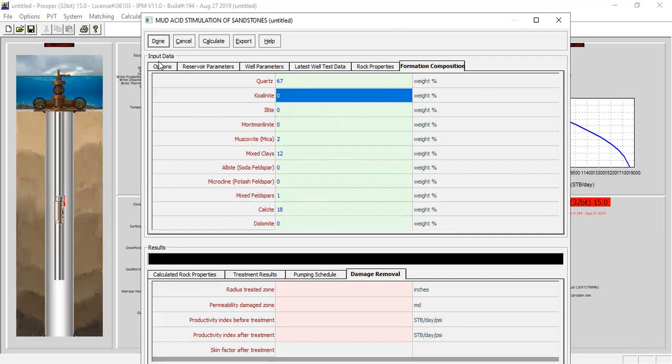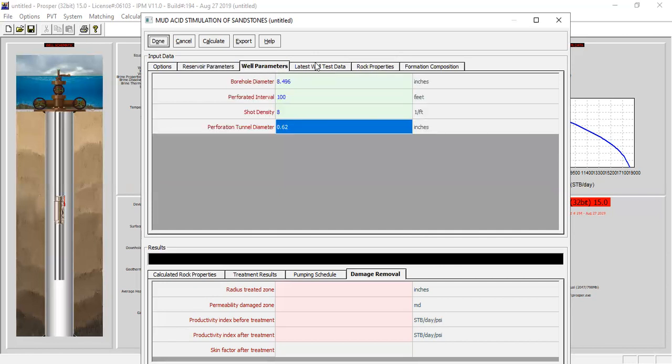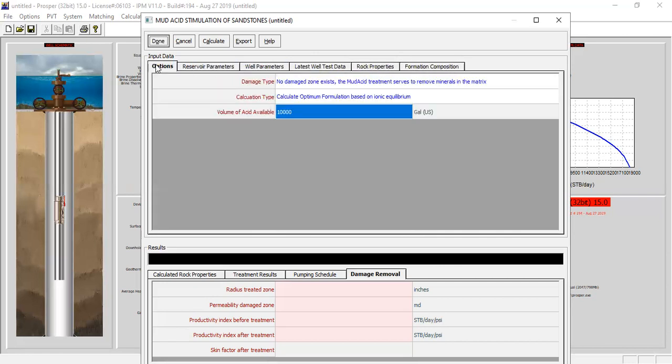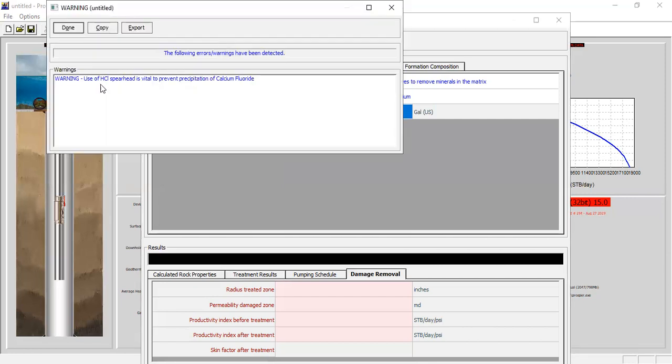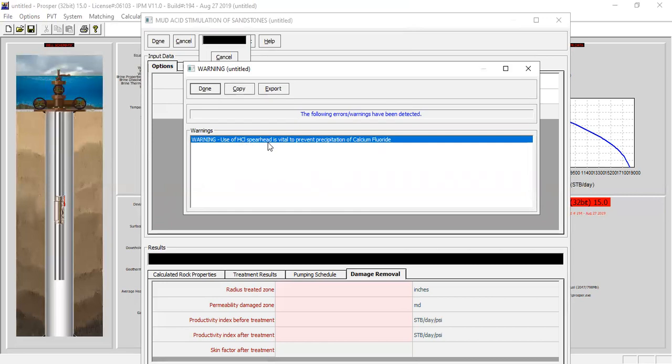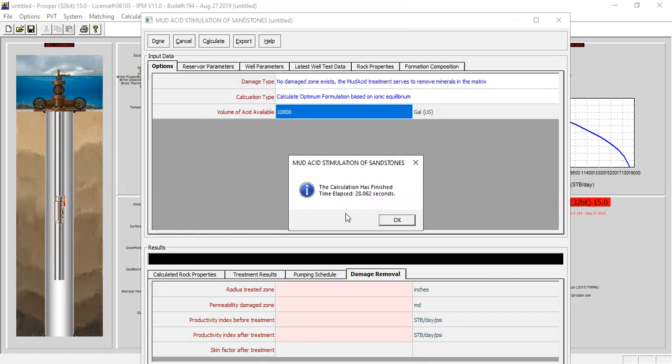All right, so far so good. So we have completed the input data. Let's see if we press calculate. Warning. Yeah, you can read the warning. Use of HCl spearhead is vital to prevent precipitation of calcium fluoride or CaF2. Okay, so usually for matte acidizing, we use HCl for pre-flush to prevent this one, precipitation of calcium fluoride. All right. Okay, so we can click done.